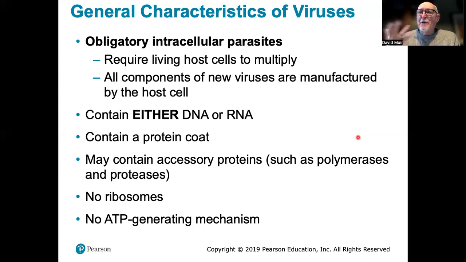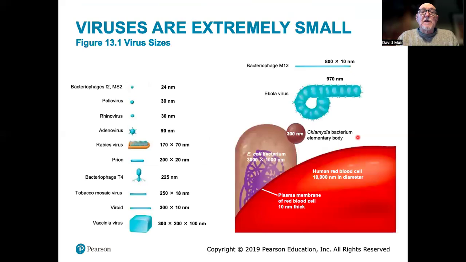There's no ATP generating mechanism, for example, because they have no metabolism. They don't need all of that stuff. So the second thing about viruses: they are all extremely small, most very, very, very much smaller than bacteria.